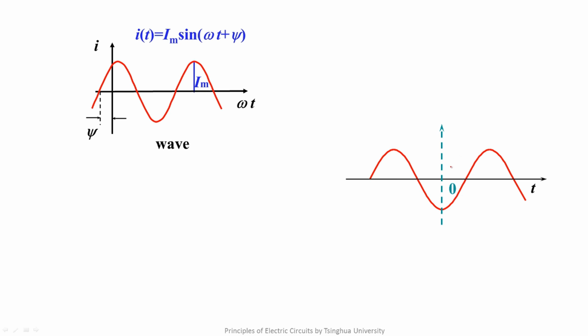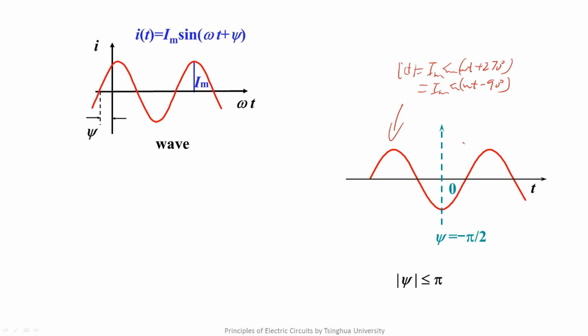The third condition is like this. This waveform can be expressed as i equals Im sine omega t plus 270 degrees, but also Im times sine omega t minus 90 degrees. In fact, they are the same. In this course, there's a rule that the absolute value of the initial phase angle must be no greater than 180 degrees. We always use this form of expression instead of this form.